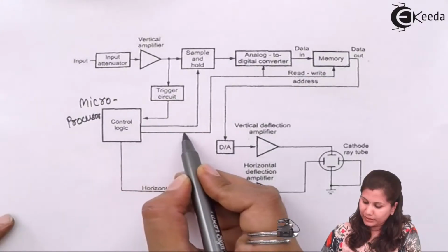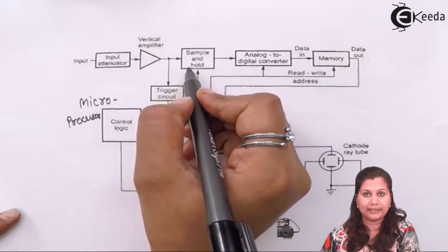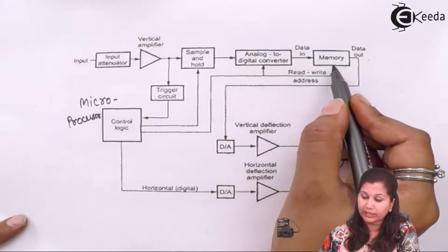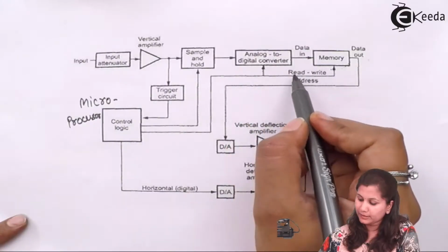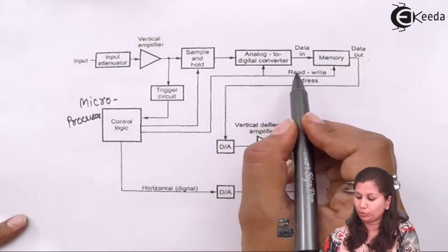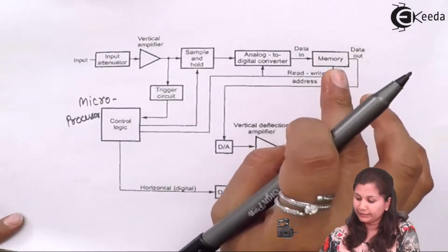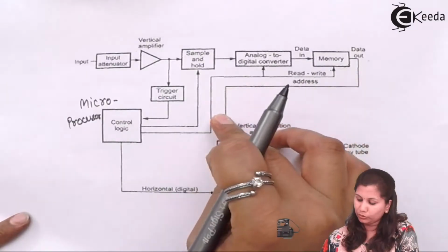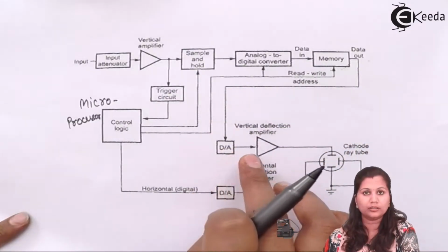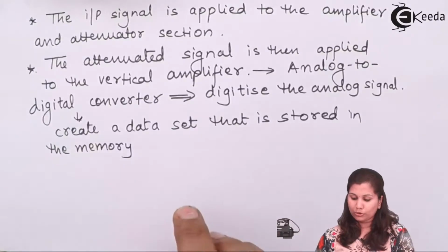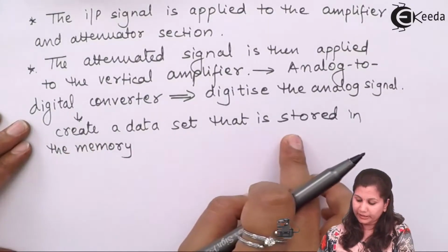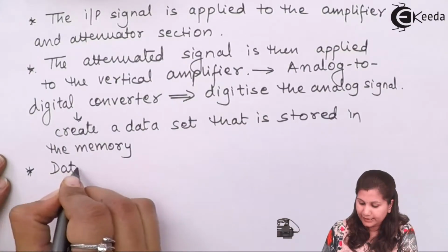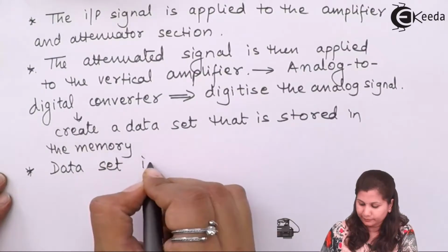Here this microprocessor is controlling the sample and hold circuit, and it is also giving the control signals to the A to D converter and memory. The input is read and write, so if we want to do any processing over that data, that can also be done, and the output of this memory is then given to the digital to analog converter. So this A to D converter creates a data set which is stored in memory, and the data set is processed by the microprocessor.